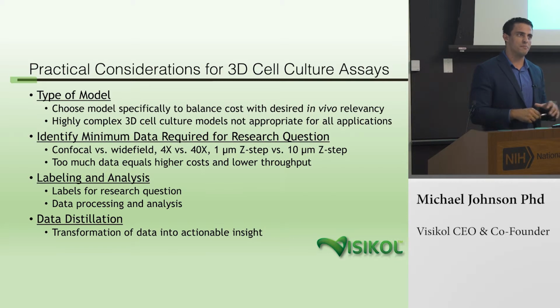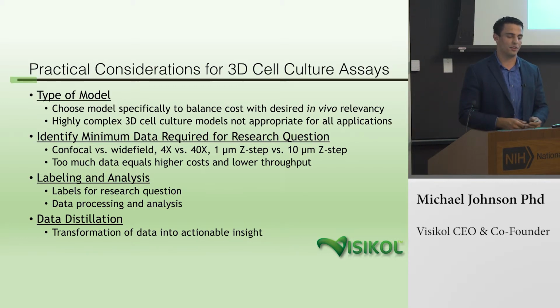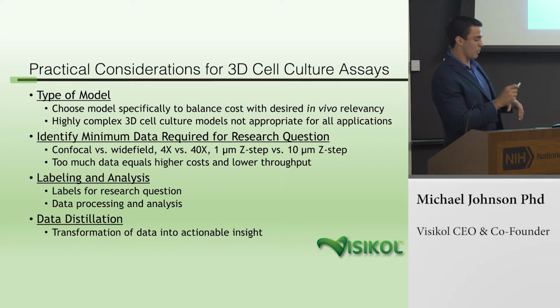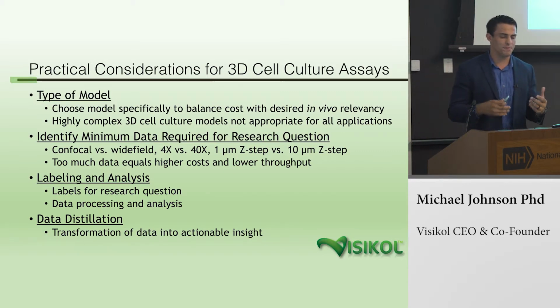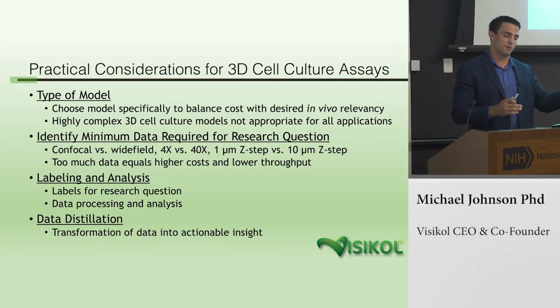Next part is identifying the minimum amount of data that we're trying to generate. This is really important if you're developing an image-based assay. If we're doing 4x versus 40x, and we do 1 micron versus 10 micron z-steps, the difference in data can be 100,000-fold based upon the parameters that you're extracting from the tissue and how much data you're acquiring. So these questions are really important in defining what type of data you're acquiring and how long the assay is actually going to take you. There's this, I think, misbelief that more data is always better, and in this space it's definitely not true. It's about getting the data that's able to answer your question and not much more than that.